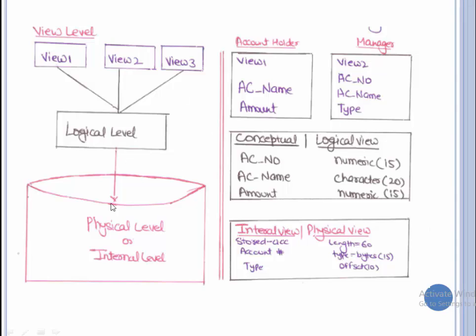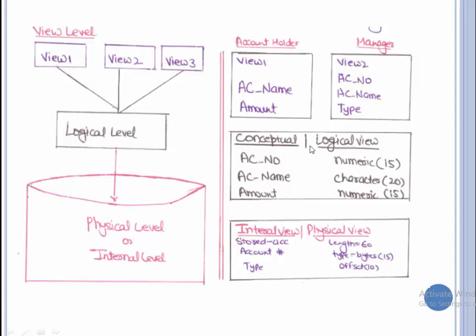So this is about the various views of data. See, this is one database. In the physical or internal view, the entire block of a customer's data is stored as an entire block of data.